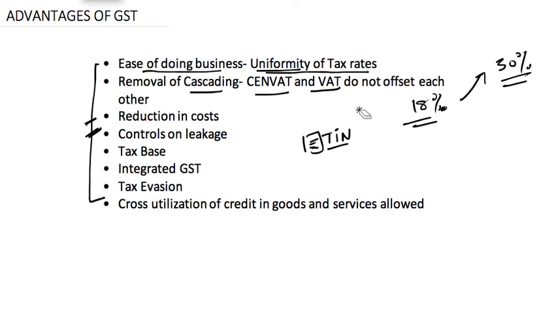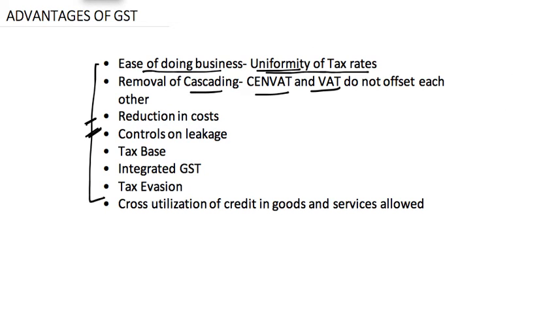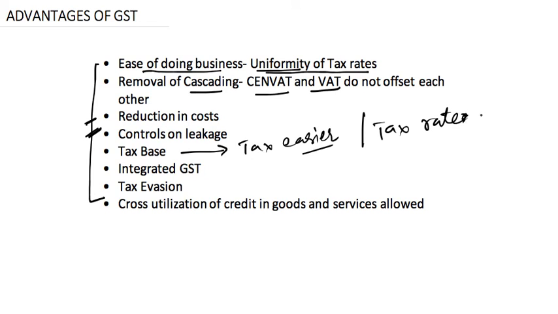Tax base. Tax base refers to the number of people who would pay taxes. Tax base comes up in any country when you are required to pay a tax which is easier to pay and on which the tax rate is bearable. So if the tax rate is too high, say 35%, you will not be able to increase the tax base, and you can increase the tax base by making the method of taxation easier and convenient for the consumers.